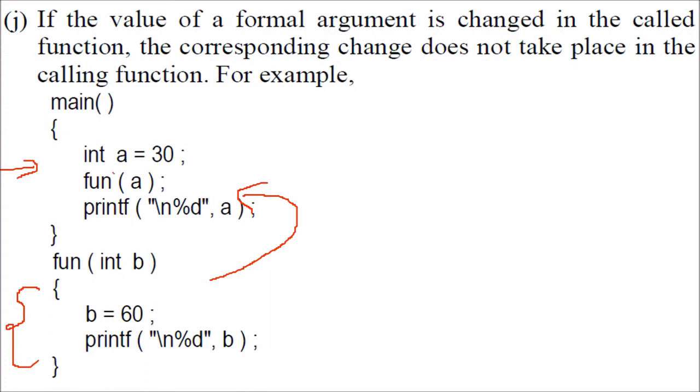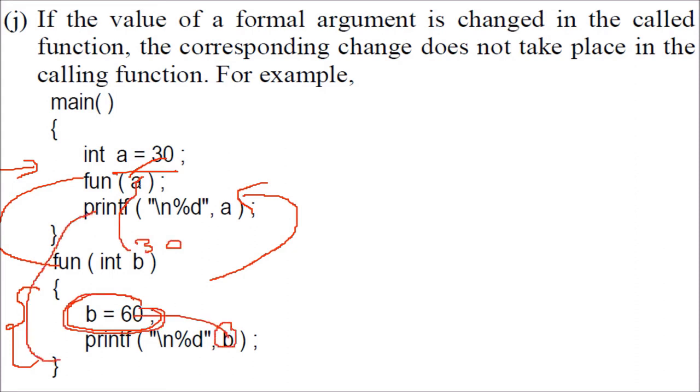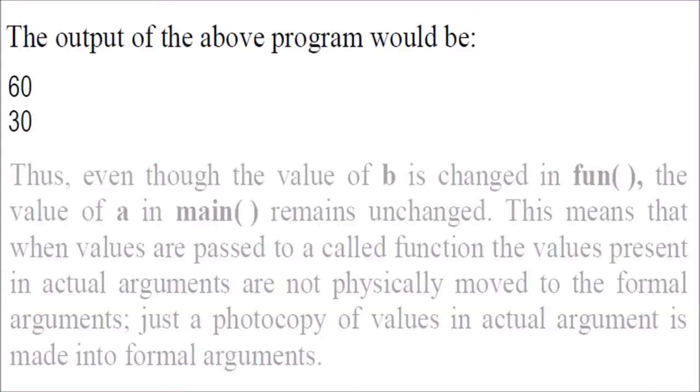Let us take an example. A is 30, you are passing 30 here, and then this function will take the control. Now B is 60, you are passing A as 30, so B will get 30. But we have a local variable here, and this will be printed as 60. When you come back again, this function has no effect on A. So when you print A, only 30 will be printed. This is what I wanted to insist. Then only 60 and 30 is going to come.